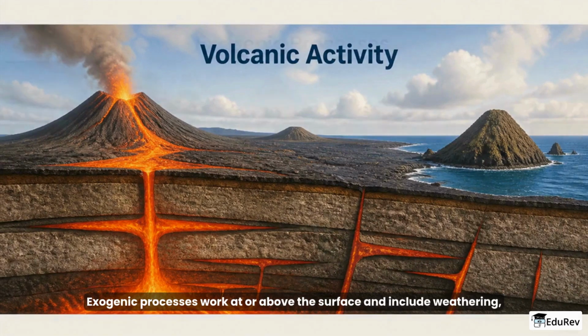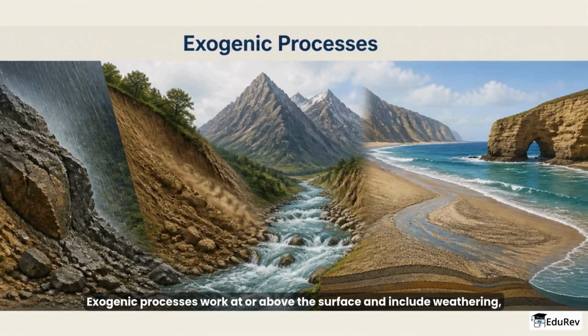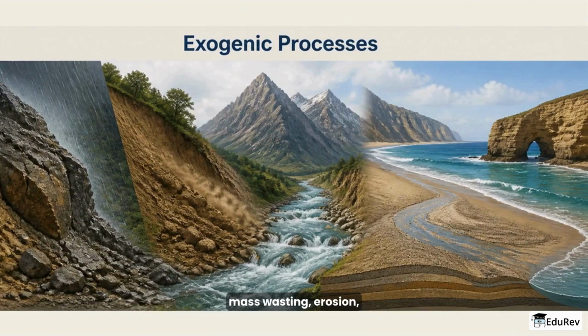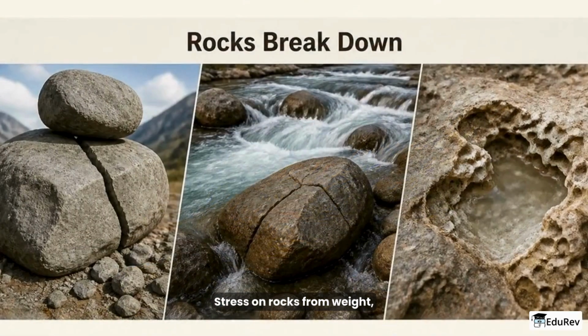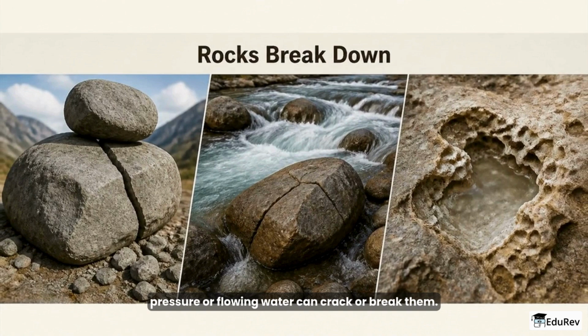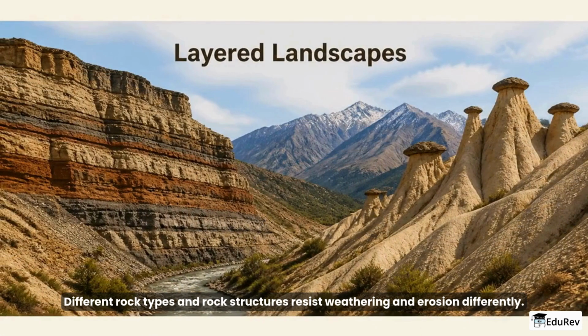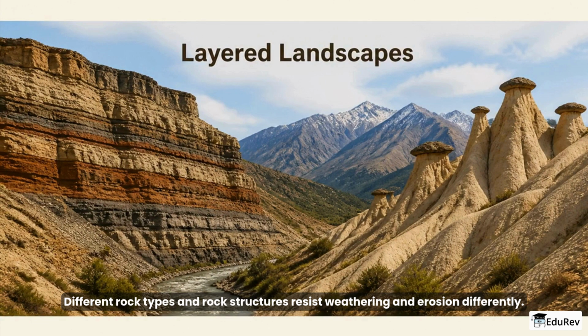Exogenic processes work at or above the surface and include weathering, mass wasting, erosion, transport, deposition, and overall denudation of land. Solar energy drives most surface processes by powering winds and the water cycle, while uplift gives rivers and slopes extra energy to work. Stress on rocks from weight, pressure, or flowing water can crack or break them, and chemical reactions can dissolve minerals. Different rock types and rock structures resist weathering and erosion differently. So hard and soft layers shape unique landforms and patterns.